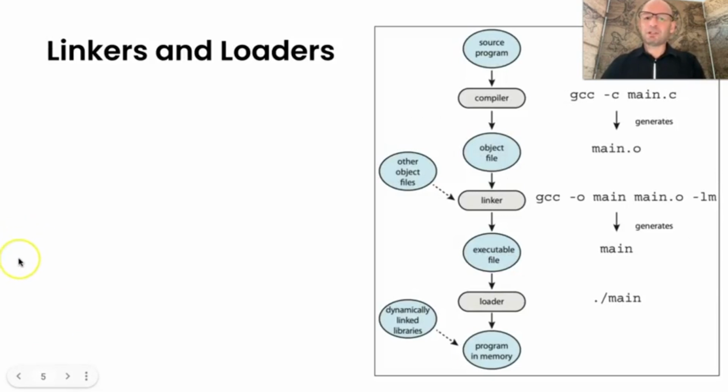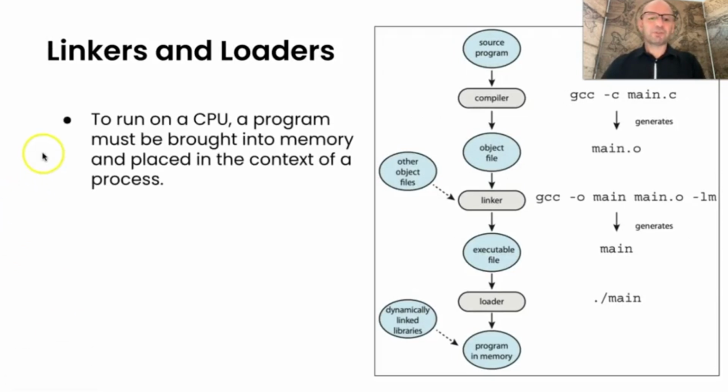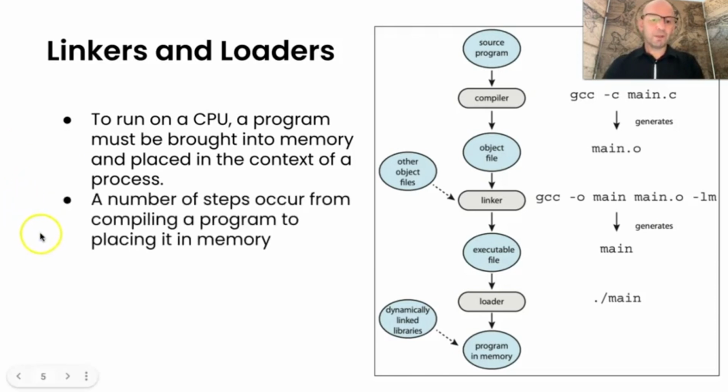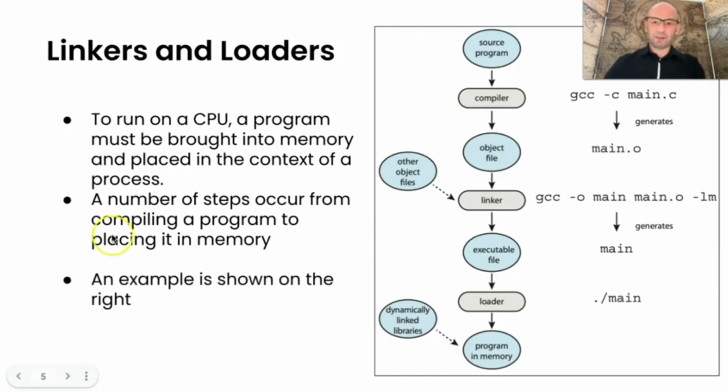All right, let's talk a little bit about linkers and loaders. So with linkers and loaders, to run on a CPU, a program must be brought into memory and then placed into the context of a process. So we basically start a process, for example, using the fork command in Unix-based systems. So a number of steps can occur from compiling a program to placing it in memory. And so this example over here on the right is showing this process.